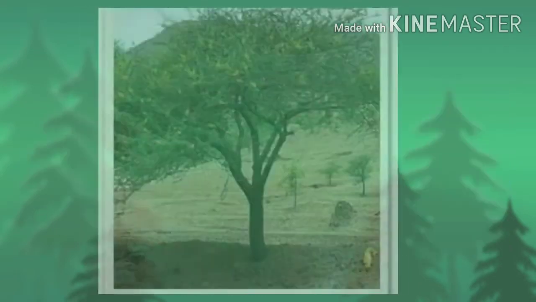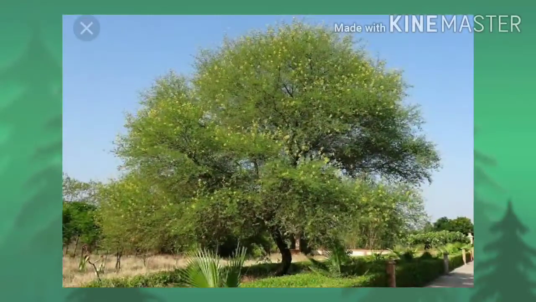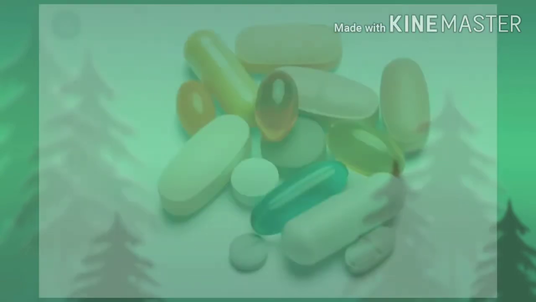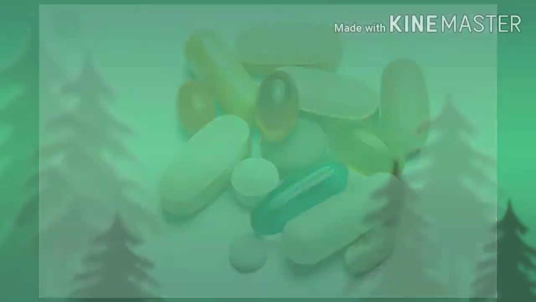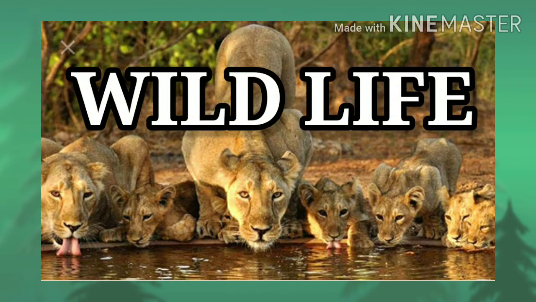Kikar is a small tree that grows to the height of only 7 meters. Babool grows up to the height of 14 meters. This tree has darkish grey bark, yellow flowers and thorns. As you can see in the picture, you can see the yellow flowers which grow on the trees. The bark is used to make medicine. We use this tree for making medicine, and a kind of gum which comes out from this tree is also known as babool gum. Okay, now let's talk about the wildlife in India.